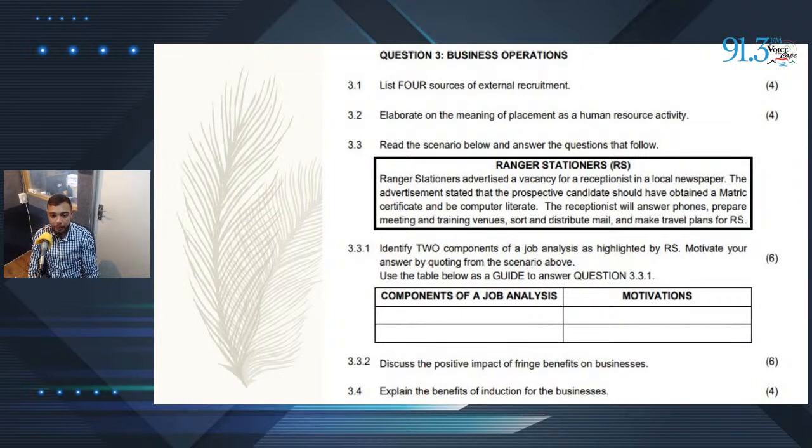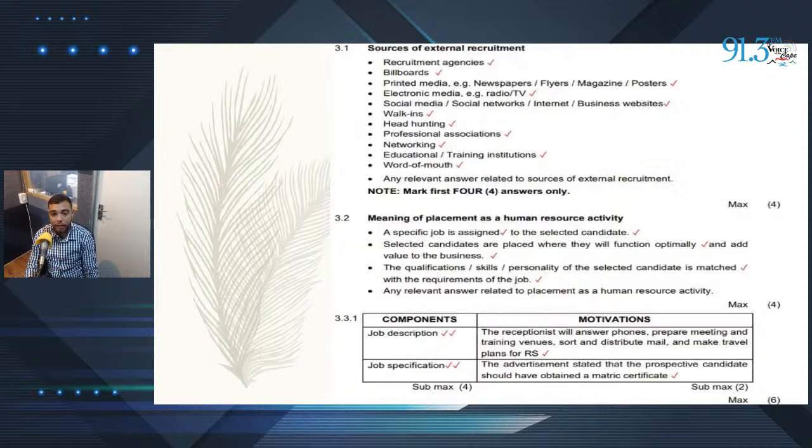3.4, explain the benefits of induction for the businesses, 4 marks. Remember, that's 2 bullets. So the easiest would be: minimizes the need for ongoing training and development. And the next one is: reduces staff turnover as new employees have been inducted properly. So answers I will now place on the next slide. There we go. We now move over.